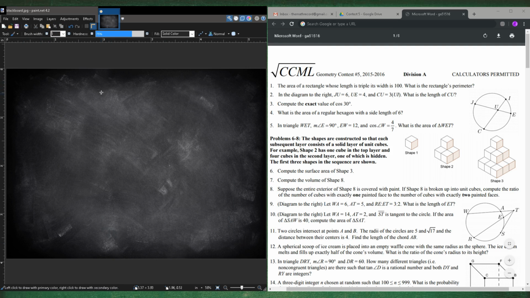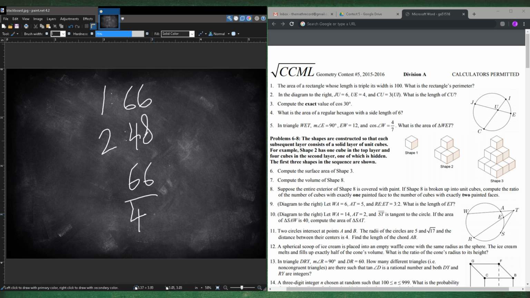So the number of faces that painted only one side is 66, and the number of faces that painted two sides is 48. So the ratio is 66 divided by 48. Divide by 6 is 11. Divide by 6 is 8. So the answer is 11 over 8.